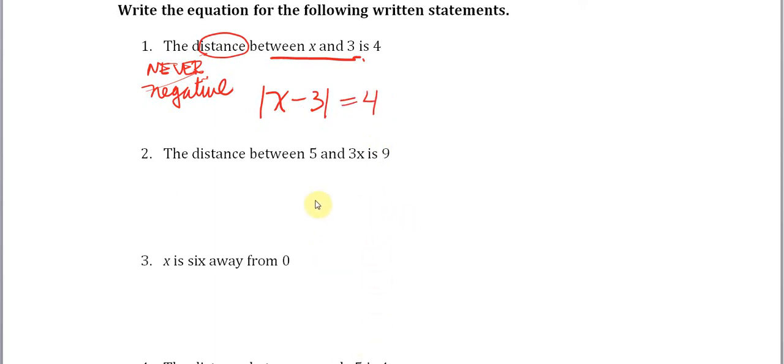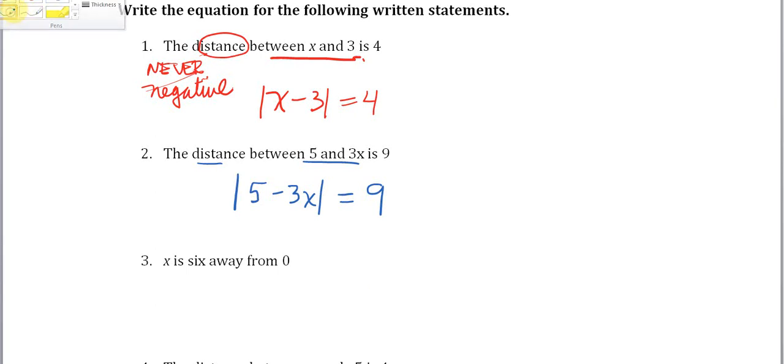All right, let us continue now. The distance between 5 and 3x is 9. So this is another way of saying the absolute value of 5 minus 3x. Right, so again, the distance between 5 and 3x, following the same process we had before, is equal to 9. Okay.